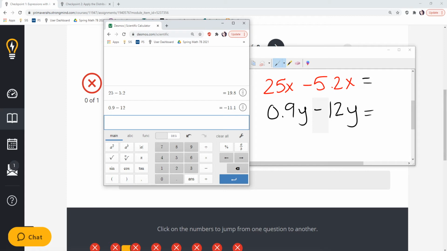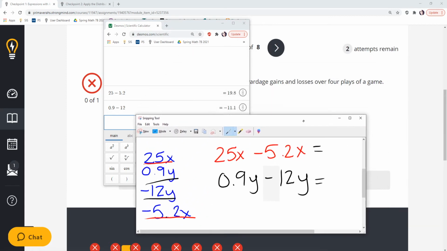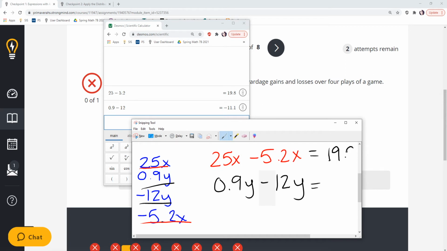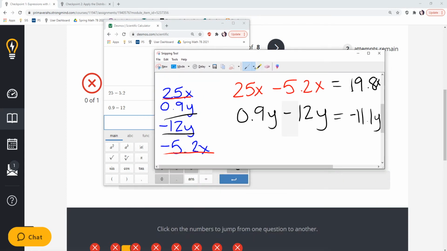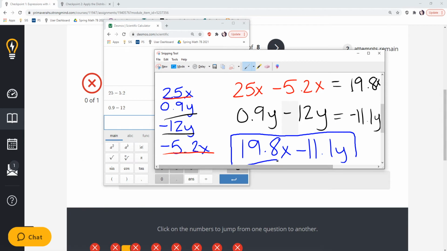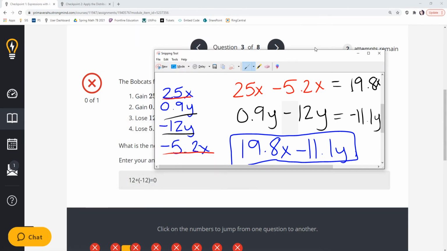Another way to kind of double check. So that gives us this 19.8. Don't forget your x. And then negative 11.1y. So that would mean that the final formula or expression that represents this situation is going to be 19.8x minus 11.1y. Okay, so that's going to be our final answer for this problem.